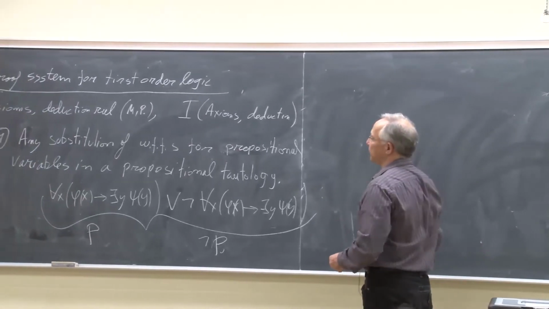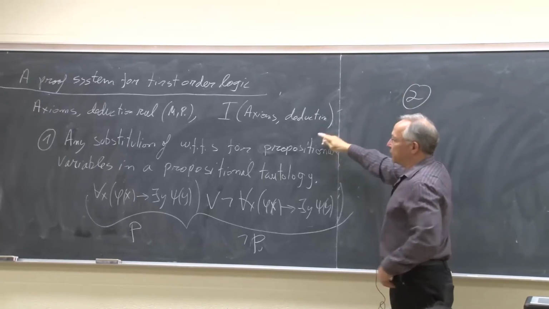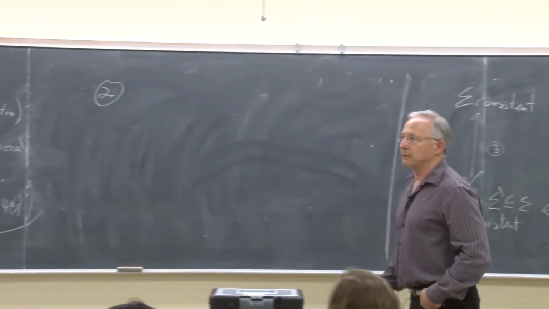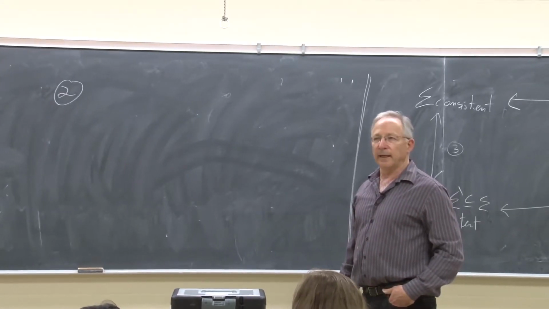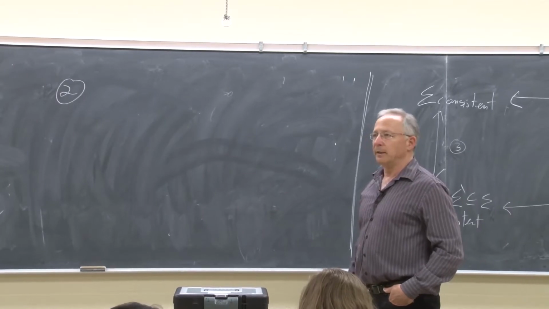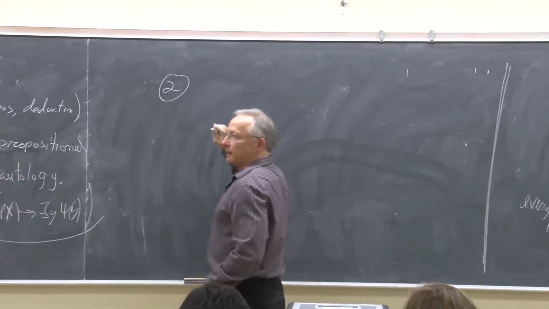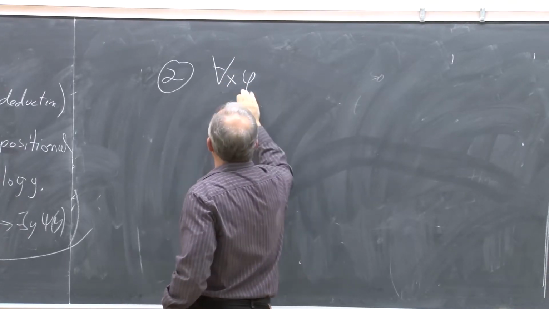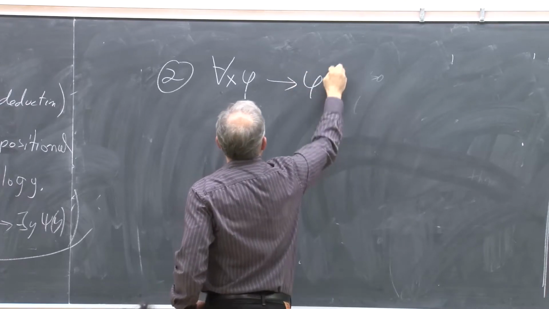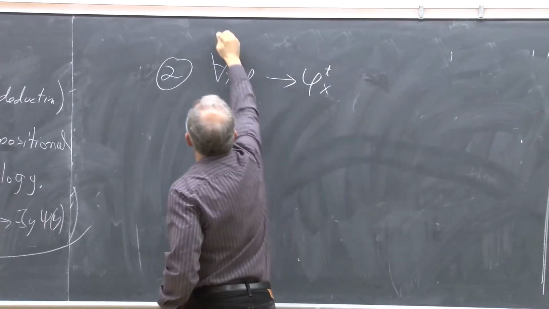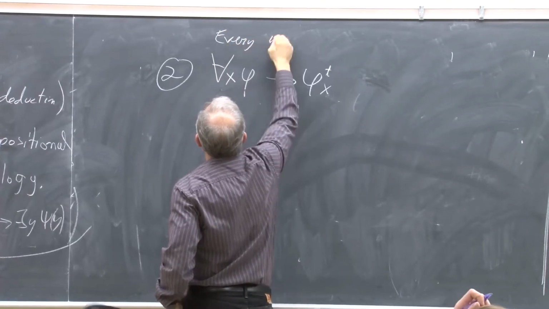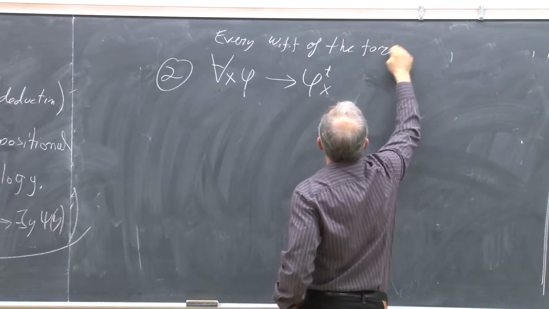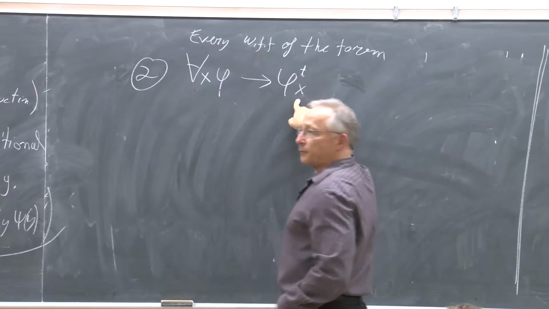The second type of axiom, so note that the first gives me infinitely many axioms, but I can check what belongs to this group and what's not. My second type of axiom says that every WFF of the form for every x phi implies phi of tx is an axiom. So I have to explain to you what is phi of tx.